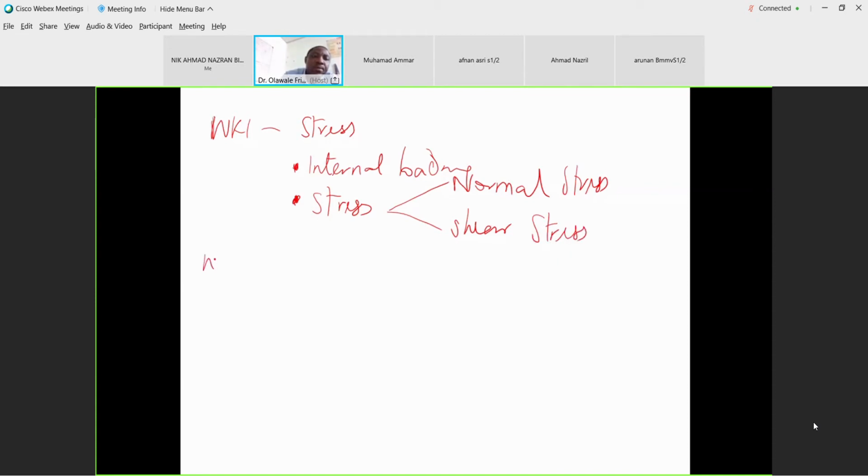Then in week number 2, I think in week 1 we only stopped at normal stress. So in week number 2, we looked at shear stress. Then we went further to look at strain. This is 1, and number 2, we looked at strain.